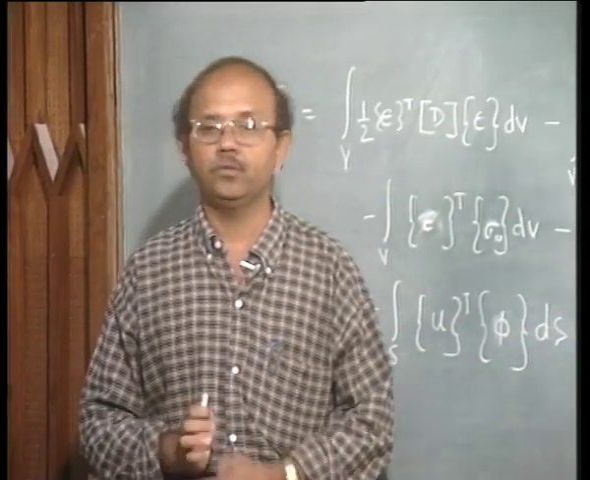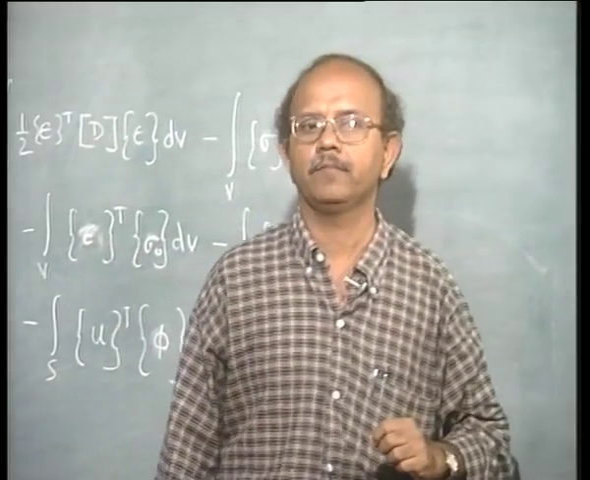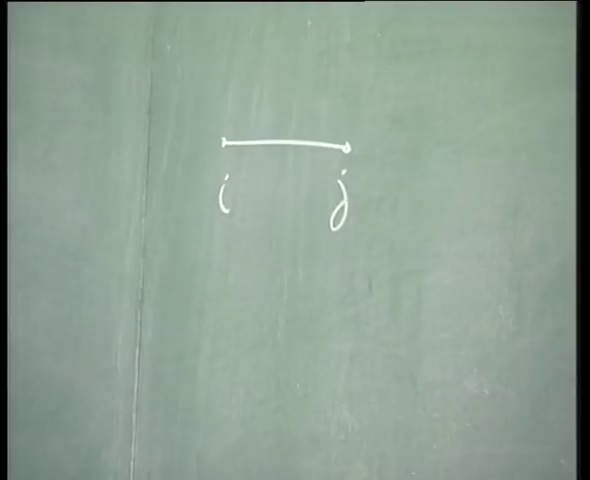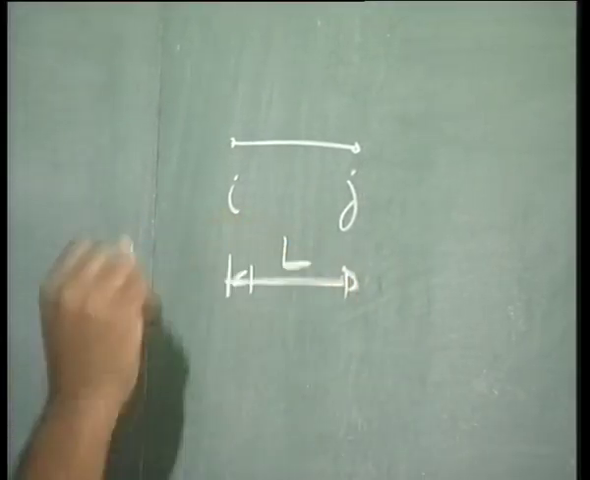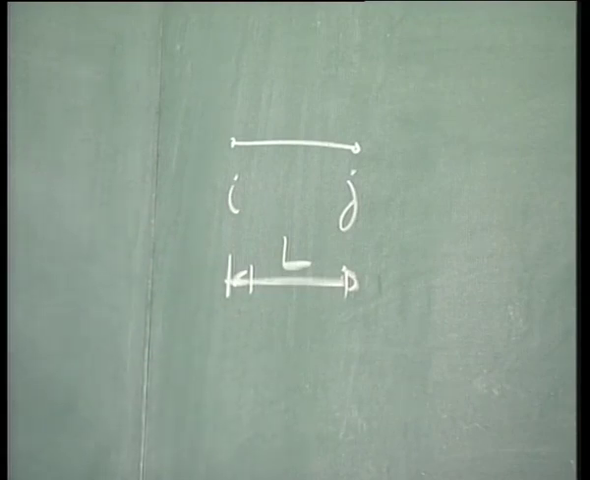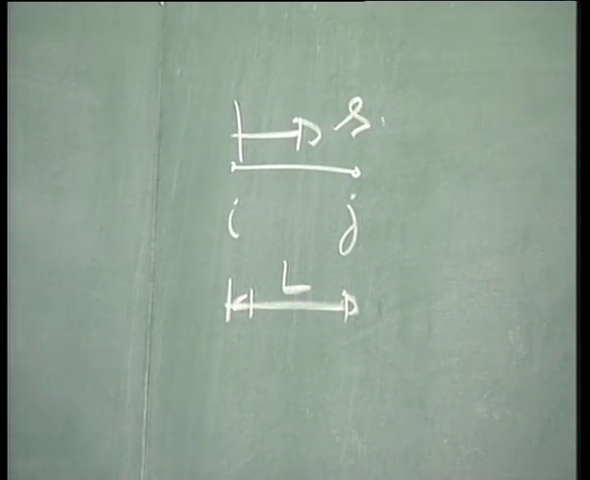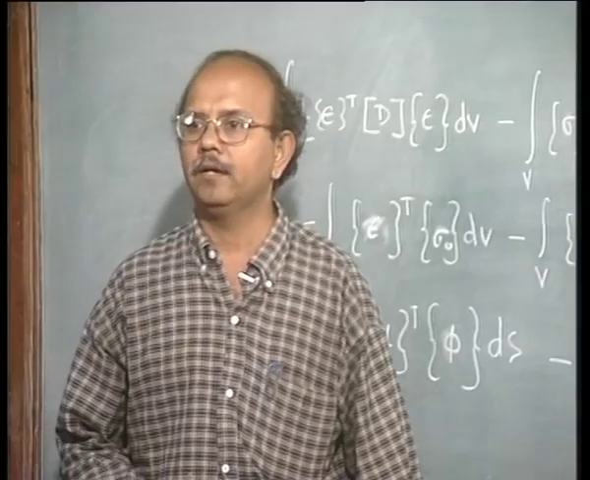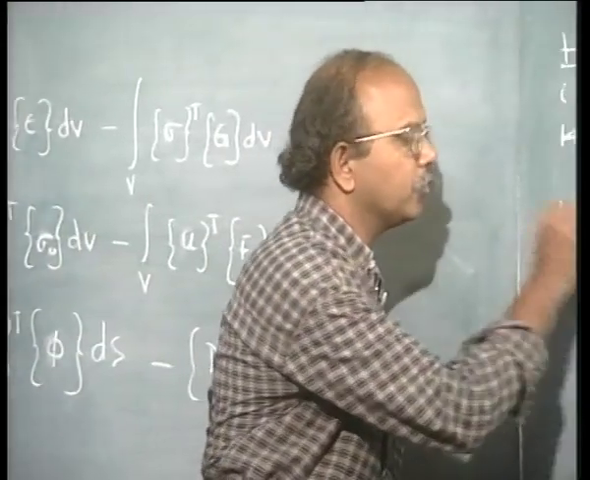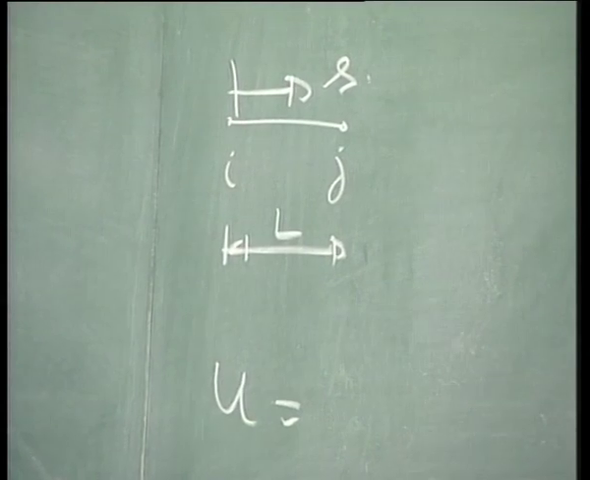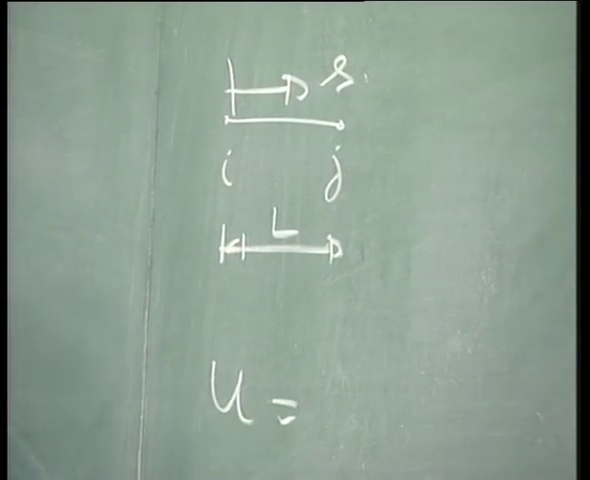How am I going to do that? The first thing is to take an element, say Ij. Let us say that the length of this element is equal to L. Now I am going to put a local coordinate system to it, depicted by S. What does it mean? S is equal to 0 at I and S is equal to L at J. Is that clear? Let me now write down an expression for U. U is equal to A1 plus A2 S.